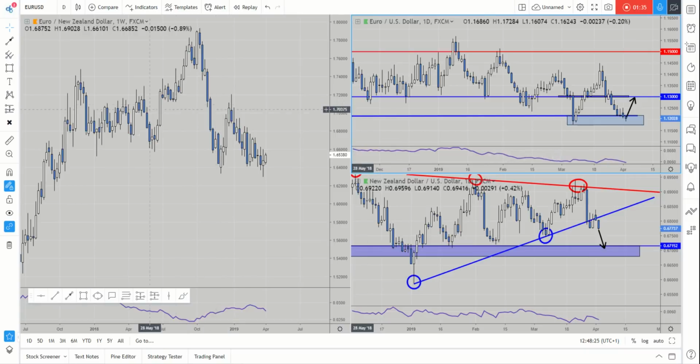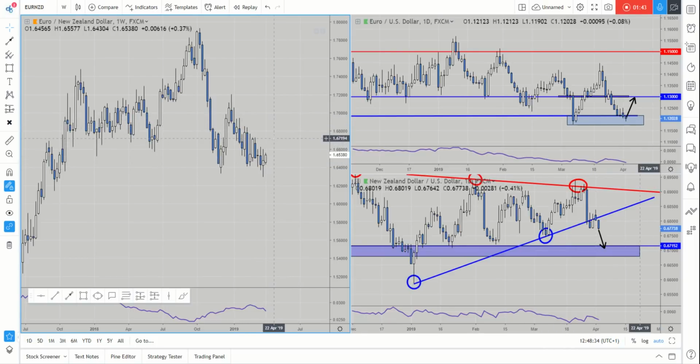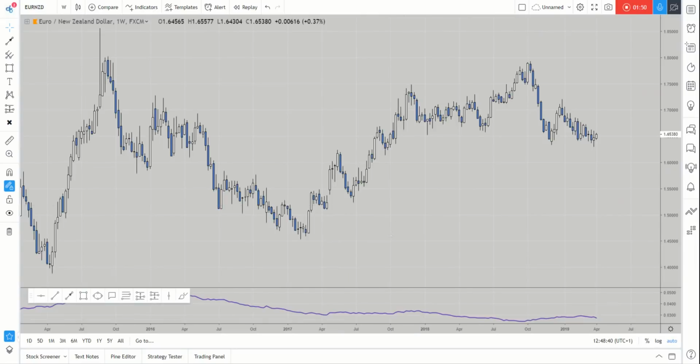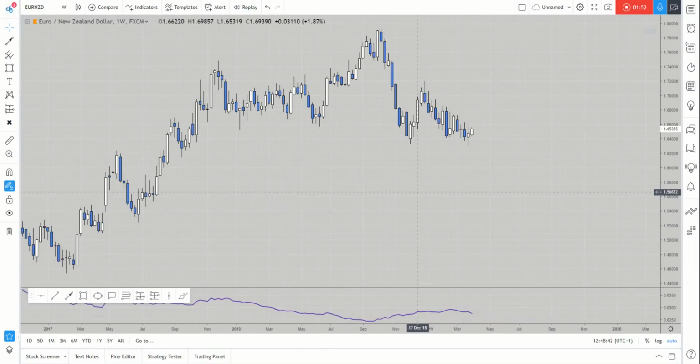So what that means is if we go to our chart of Euro Kiwi, we should expect to see this market move higher, because if the Kiwi is going to get weaker, you should see this price move higher. If the euro gets stronger, we should see this price move higher. So this is why I'm looking at this chart in particular. And what do I notice about this chart?